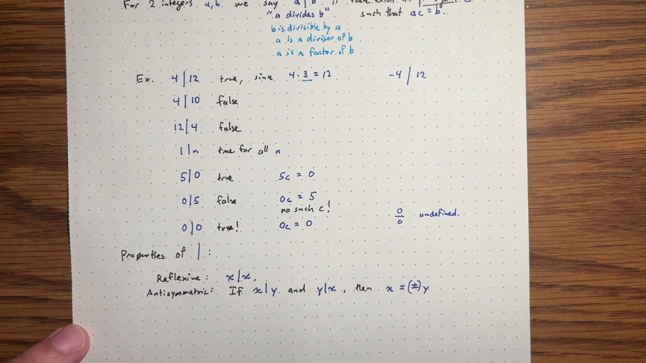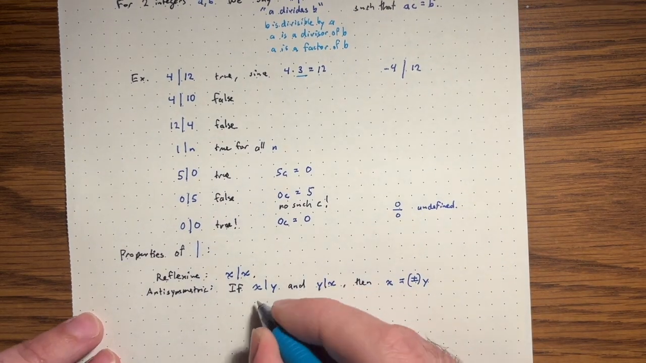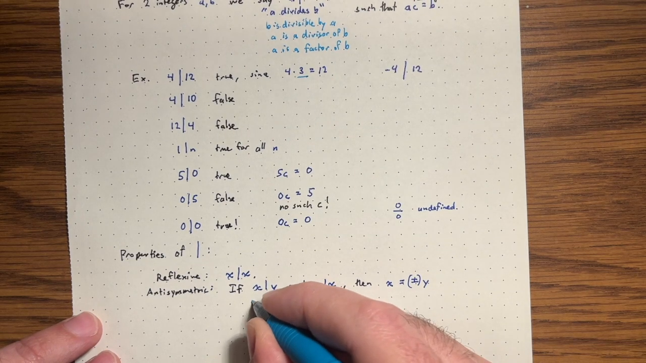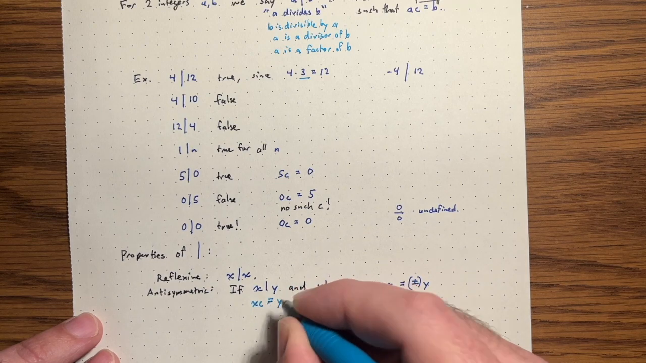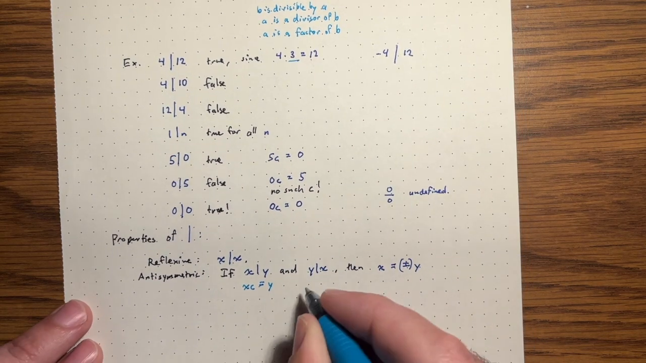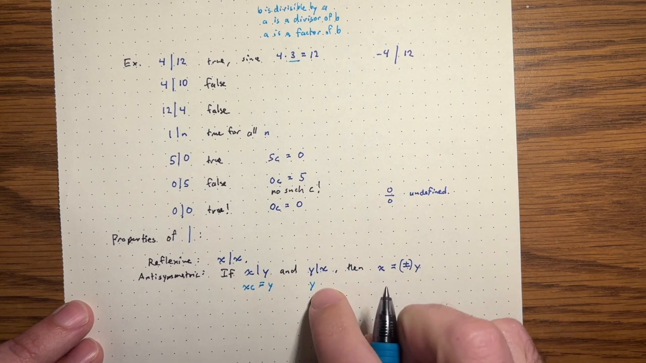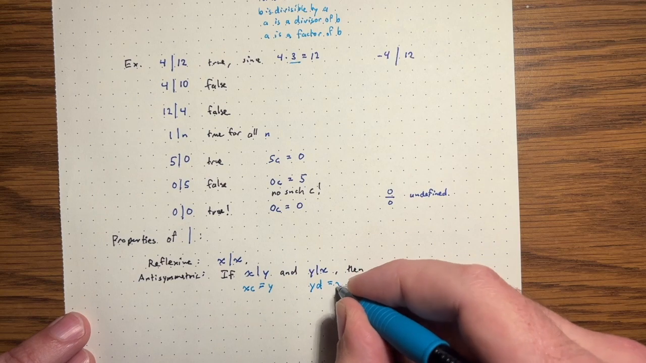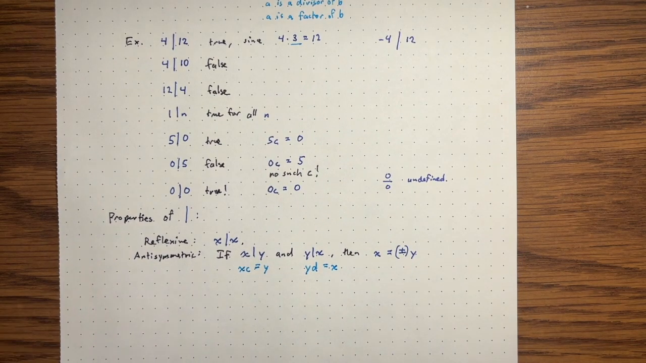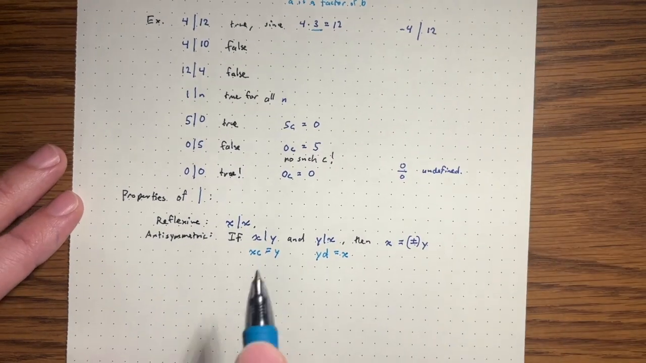Let's see why this anti-symmetry is true. What does it mean for X to divide Y? That means there's some C such that X times C equals Y, and C is an integer. What does it mean for Y to divide X? It means Y times, I'm not going to use the same C, I'm going to use a different C, I'll call that D, equals X. So two separate statements. No reason for it to be the same C in both statements.